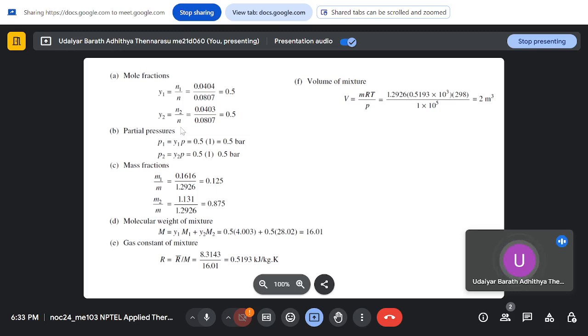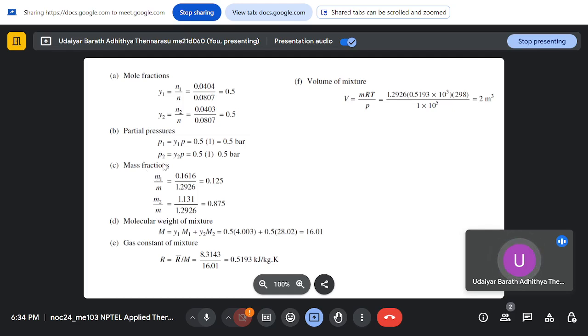Next is partial pressure. Partial pressure is nothing but your mole fraction into your mixture total pressure, which will give you the partial pressure of that component. Since here the mole fractions are the same, the partial pressure exerted will also be the same for each of the components. So hydrogen is 0.5 bar. Since the total pressure is 1 bar, the individual partial pressures will be 0.5 bar and 0.5 bar.